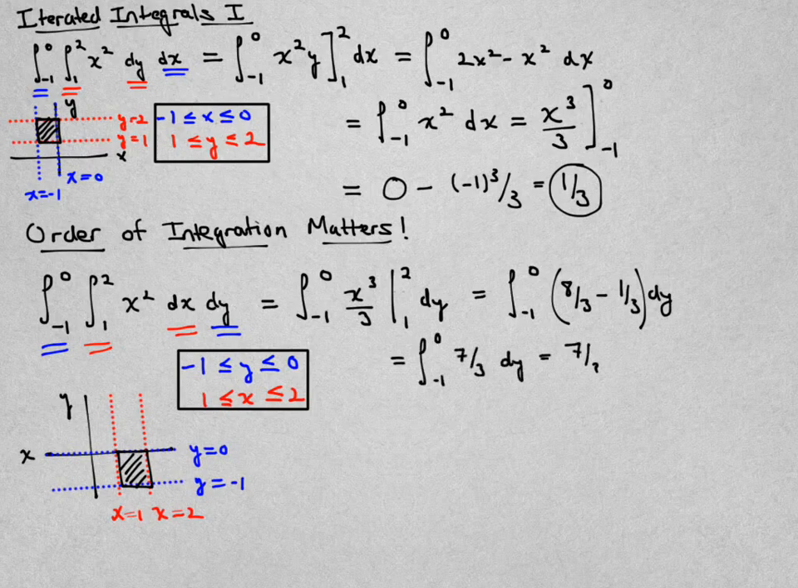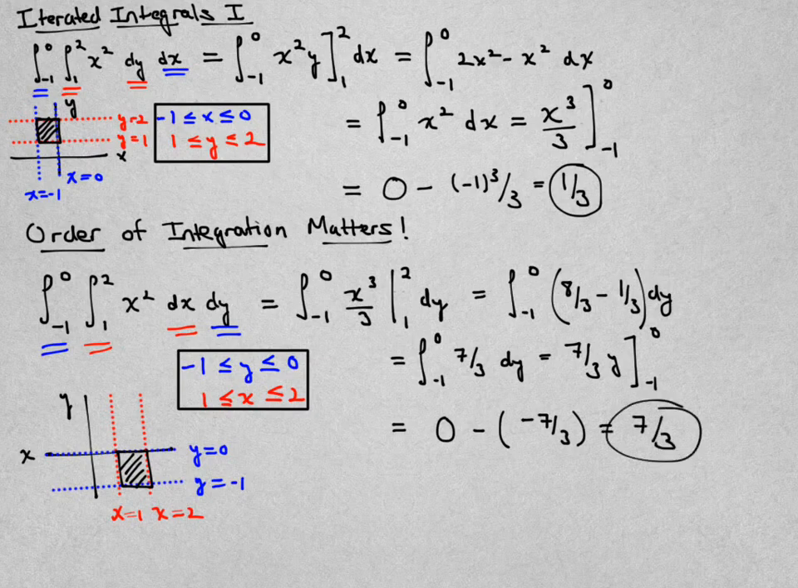And now I integrate that with respect to y and evaluate that between -1 and 0. And I plug those numbers in, and you can see here I get a different answer. That's because it represents something different.